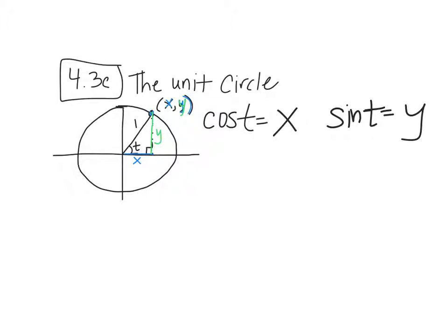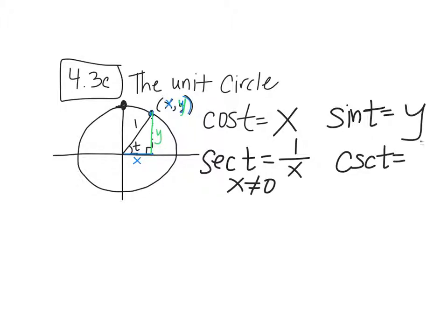What about the secant of T? Secant, remember, is the reciprocal of cosine. 1 over X, as long as X is not 0. X can be 0, like right here, X is 0. Then cosecant of T would be 1 over Y, as long as Y is not 0. And when Y is 0, it's undefined.